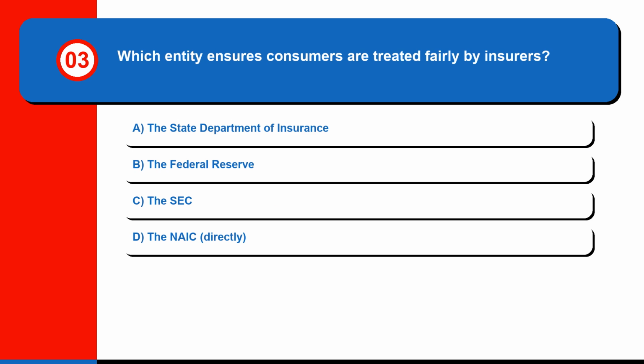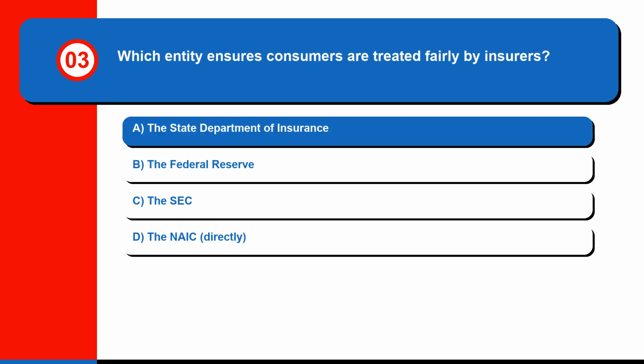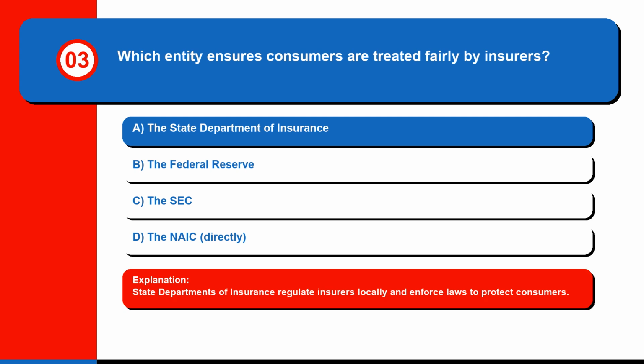Question 3. Which entity ensures consumers are treated fairly by insurers? A. The State Department of Insurance. B. The Federal Reserve. C. The SEC. Or D. The NAIC, directly. The correct answer is A. The State Department of Insurance. State departments of insurance regulate insurers locally and enforce laws to protect consumers.